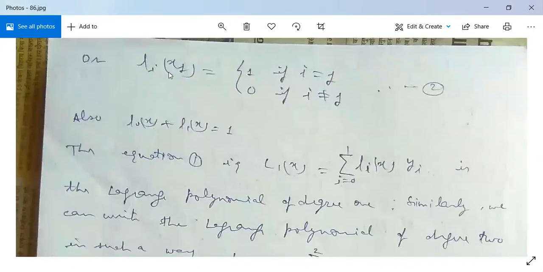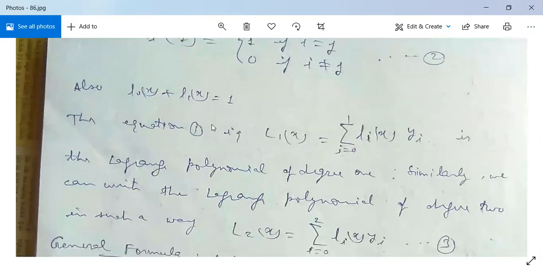Now, from the above relations, we have Li(xj) is equal to 1 if i is equal to j and 0 if i is not equal to j. It is verified. You can check it also. Also, L0(x) plus L1(x) is equal to 1. Add them, it will be equal to 1. The equation 1, that is L1(x) is equal to summation i equal to 0 to 1 of Li(x) yi, is the Lagrange polynomial of degree 1.